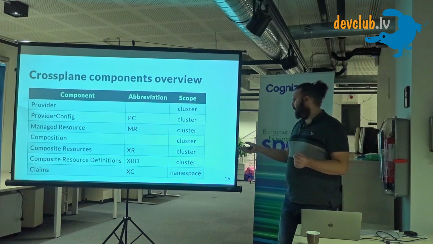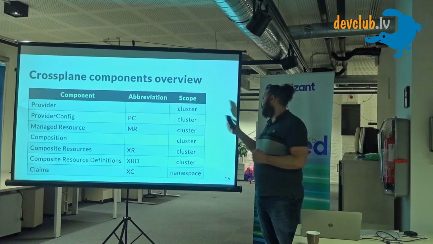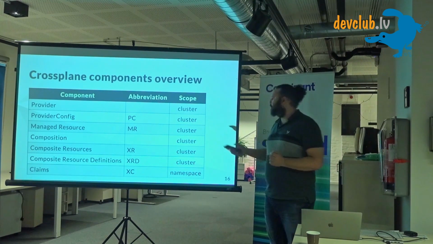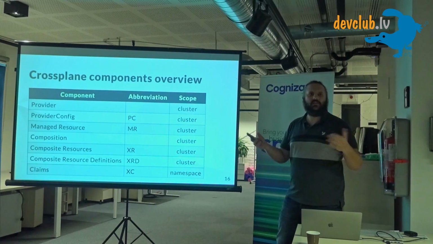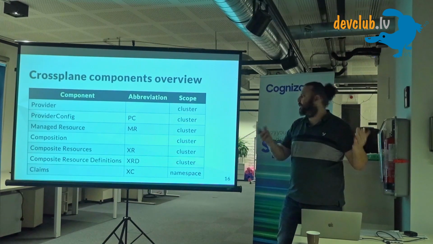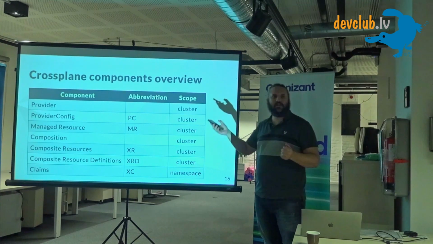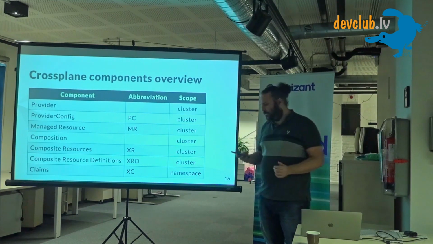And the claims are the same as a composition, but in a different scope, like namespace. Maybe you will have different teams, and every team has its own namespace, and it can claim this composition to deploy a certain application.